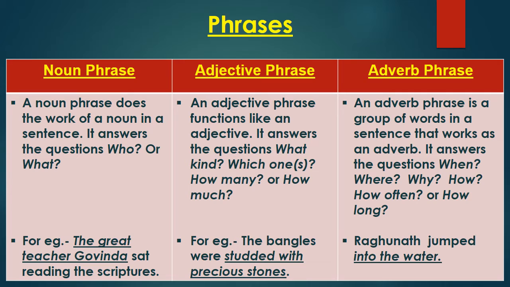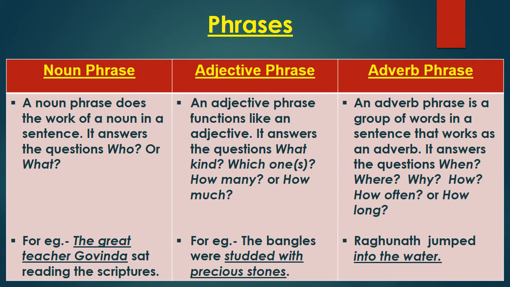The bangles were studded with precious stones. In this sentence, bangles is a noun and the underlined words are a phrase. Studded with precious stones. It gives some additional information about the bangles. So it tells us what type of bangles, what kind of bangles. So it is an adjective phrase. Now see the third one, adverb phrase.